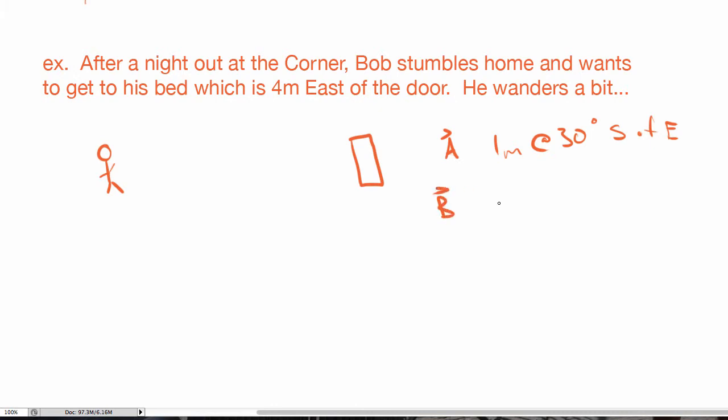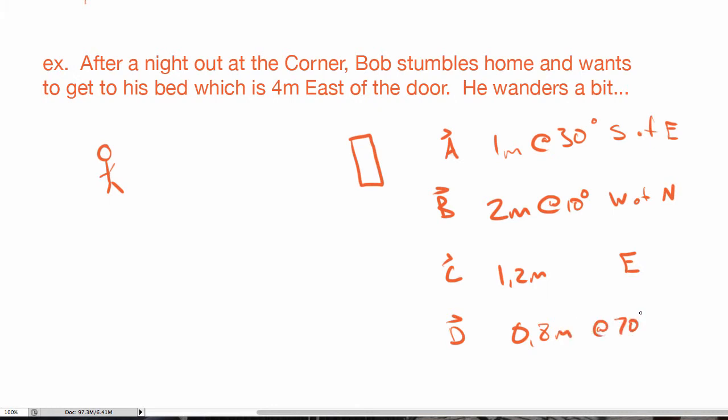I'm going to call that vector A. Vector B, then after that he moves 2 meters at 10 degrees west of north. After that he moves 1.2 meters and he goes due east. And then after that he goes 0.8 meters at 70 degrees south of east. All right, so he has 4 segments, and I want to know how far away from the bed is he? Does he make it to the bed?